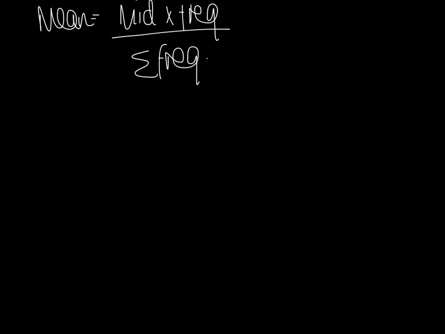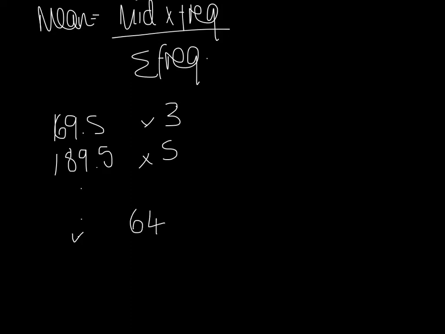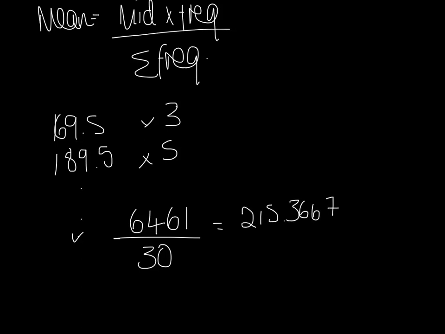So midpoint for the first group is 169.5, it's 189.5 in the next one, and so on and so forth. You can get the gist. And multiplying that by the frequency, so obviously times 3, times 5, etc. That should have given you 6,461, and we're dividing by 30, which is, calculator at the ready, 6461 divided by 30 is 215.3667, which is 215 to 3 significant figures.